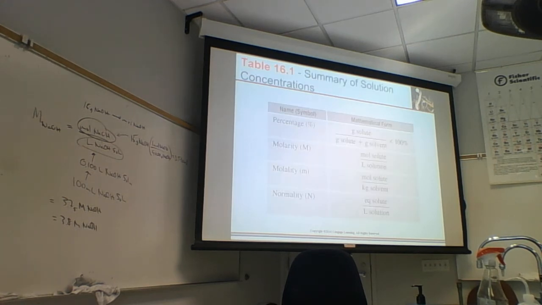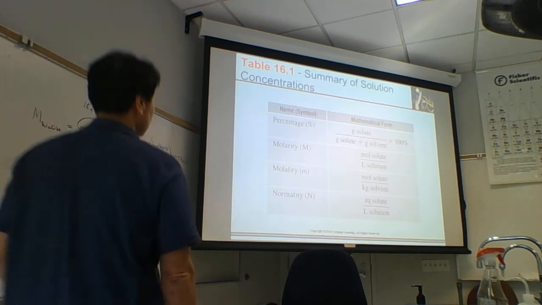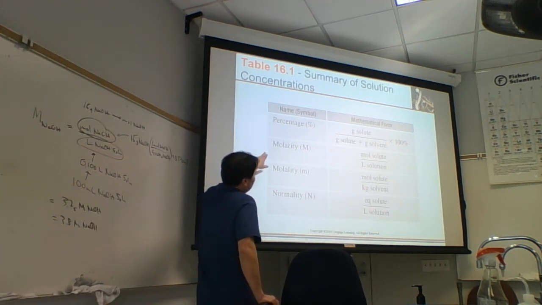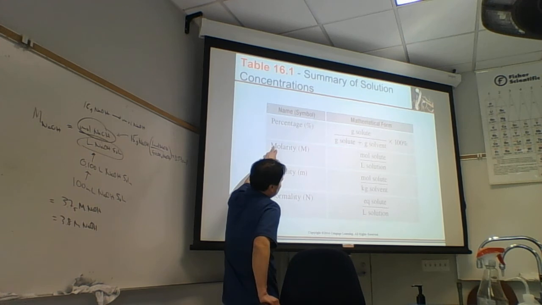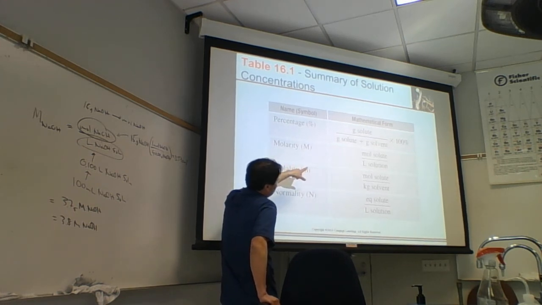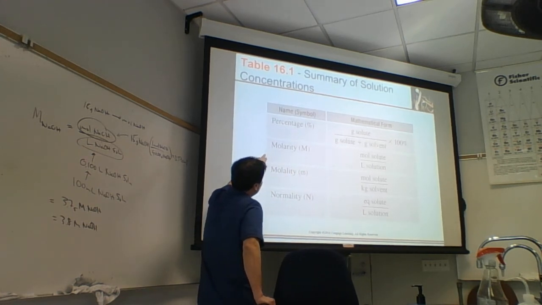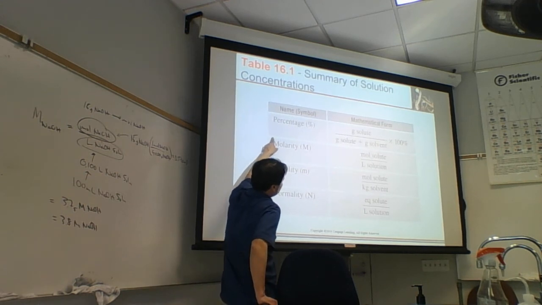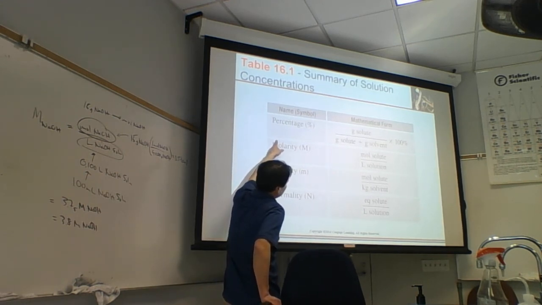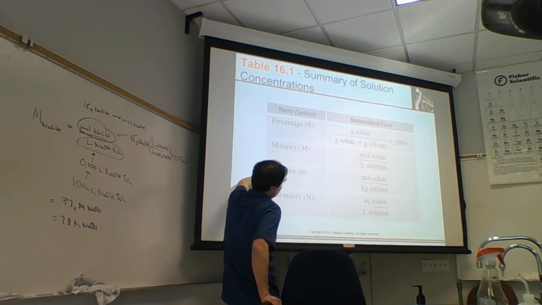So here's a summary of the solution concentrations. Number one, molarity. This is the most frequently used. The definition is moles of solute per liter of solution. Percentage by mass or percentage by volume is the next. Molality, not really. And normality, never.